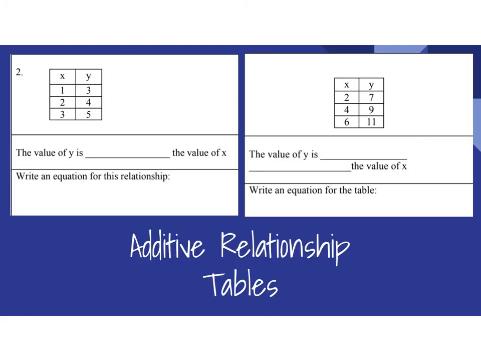Next, we'll identify some additive relationships from tables. Looking at the table on the left, I see a pattern. If we add 2 to x each time, we will get the y value. So in our description, we would say the value of y is 2 more than the value of x. And if we were to write an equation for this relationship, we would write y equals x plus 2.